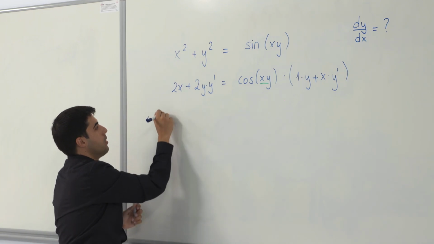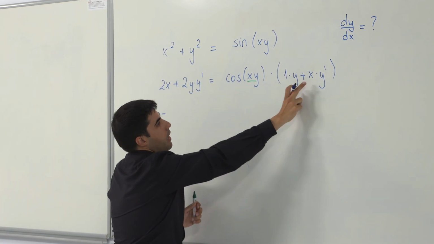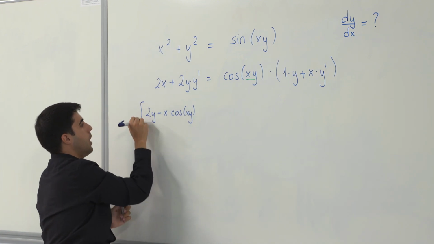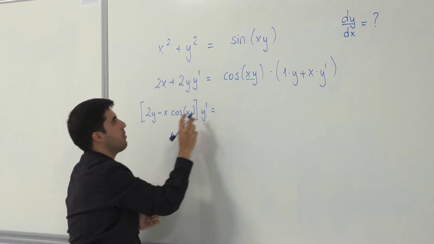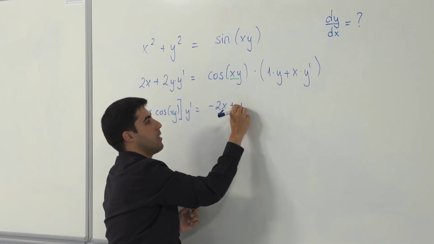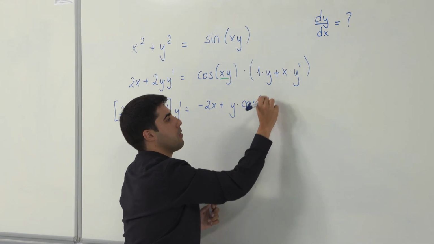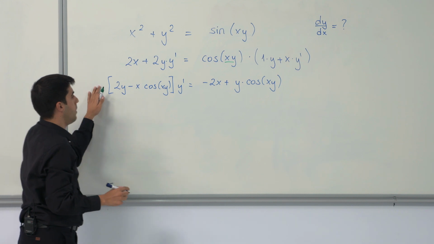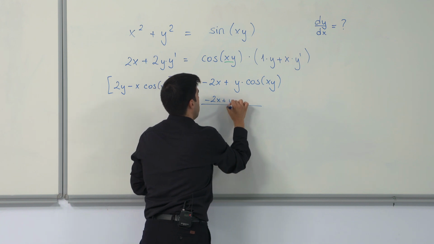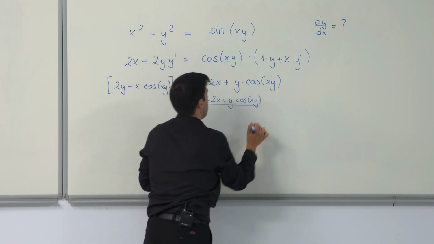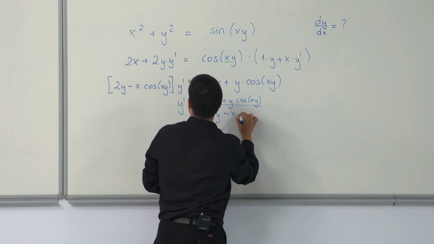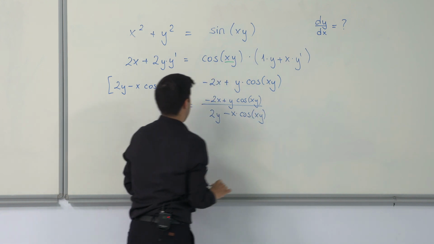So here we have 2y minus x times cosine of xy times y prime equals, let's move this to the other side, minus 2x plus y times cosine of x times y. Now let's divide by this one to obtain y prime as minus 2x plus y times cosine xy over 2y minus x times cosine of x times y.